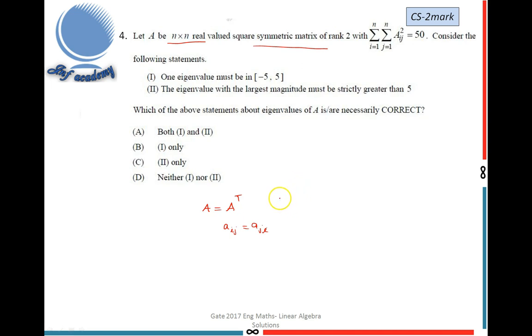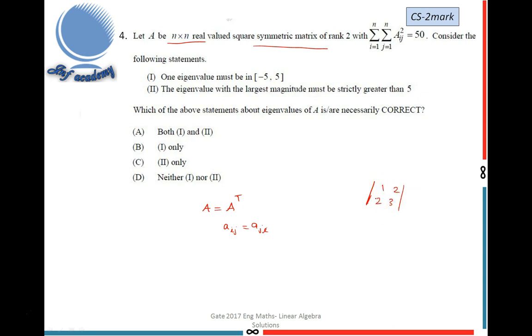So every minor of order 2 is not equal to 0. That means rank 2, by the definition of rank. Every minor of order 2 is not equal to 0. Now suppose I took one 2 by 2 minor. This element and this element are the same because Aij equal to Aji. These two are different elements.